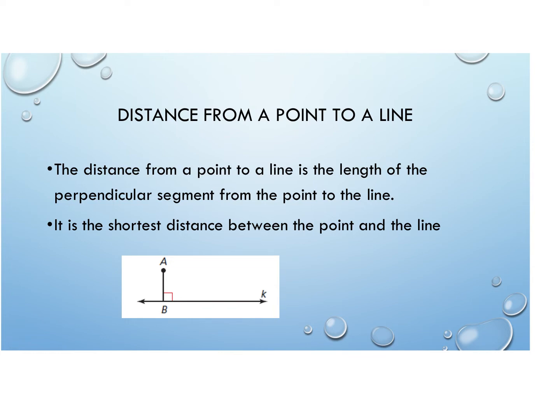The distance from a point to a line is the length of the perpendicular segment from the point to the line. It is the shortest distance between the point and the line. Just like you guys said, it's the shortest distance, okay? Now, if I was lined up back here, guys, which now would be the shorter door to get to? This one or that one? You see how it makes a difference where I line up? Okay?